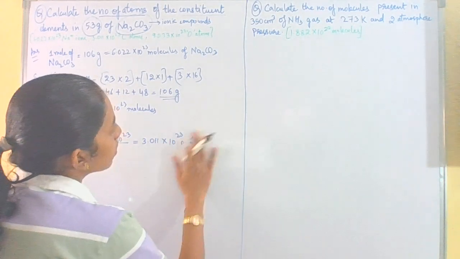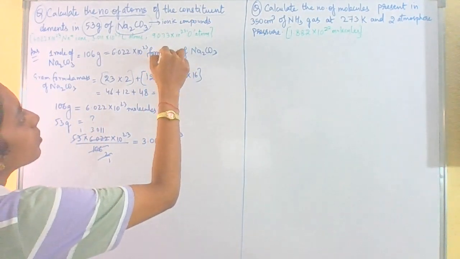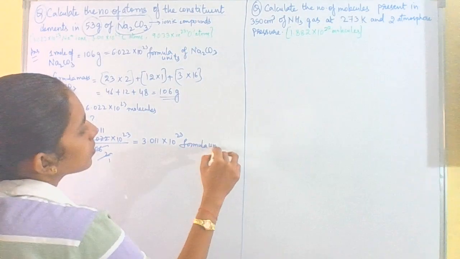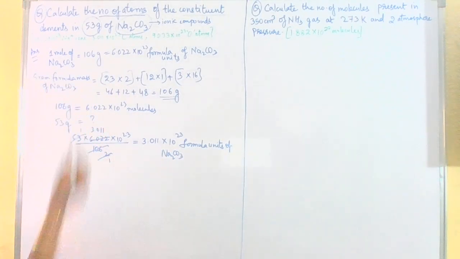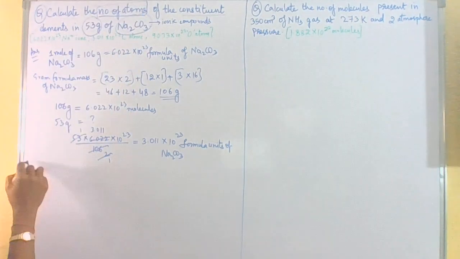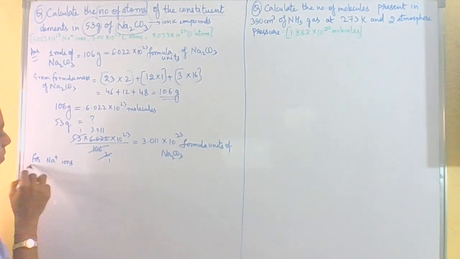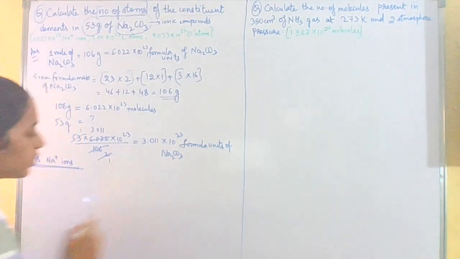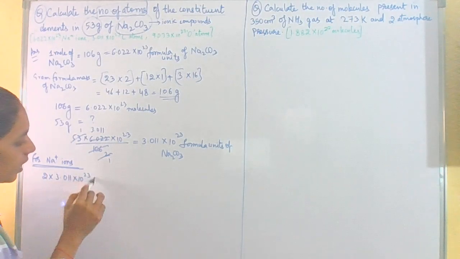You cannot say molecules here. What did I say? For ionic compounds, you have to mention formula units. So 3.011 into 10 to the power 23 formula units of Na2CO3 are present in 53 grams. Now you have to find out the number of atoms. For Na plus ions, the number of Na plus ions in 3.011 into 10 to the power 23 formula units of Na2CO3 is 2 into 3.011 into 10 to the power 23 Na plus ions.